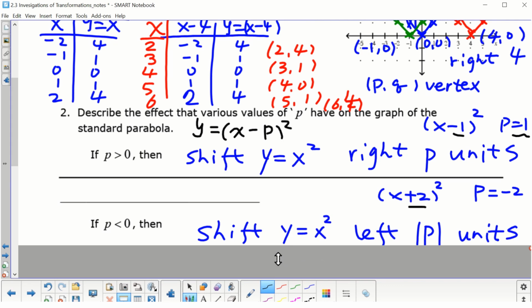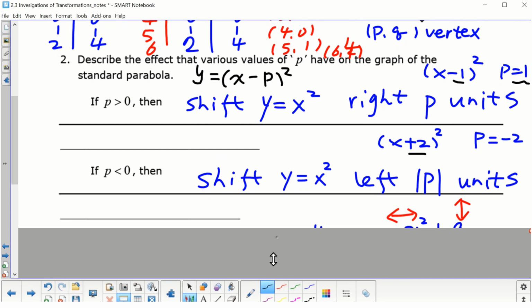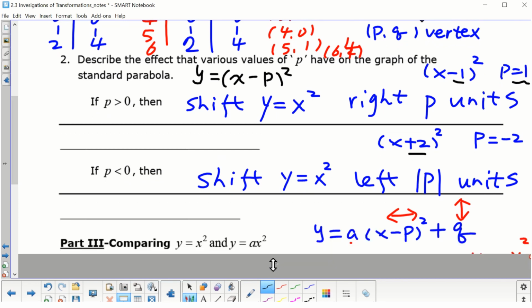So this is two things for today. P value is left right, Q value is up down. Left right, up down. And also we have one thing we didn't mention: P comma Q is your vertex. So we go back and see.